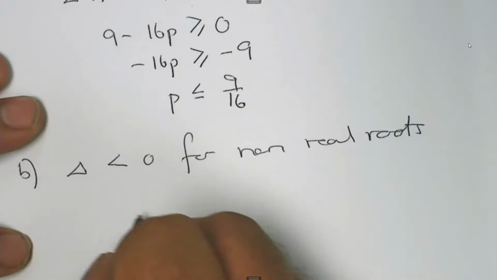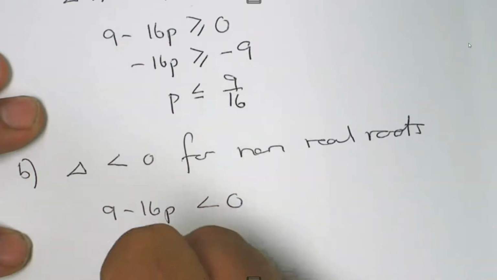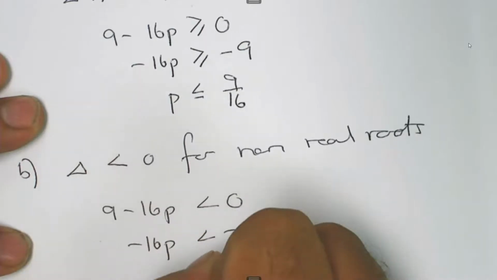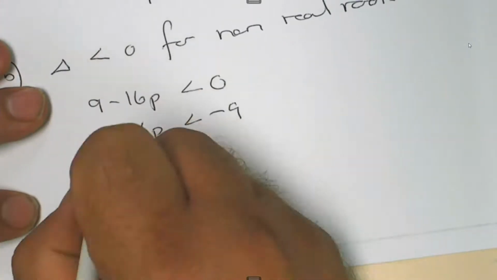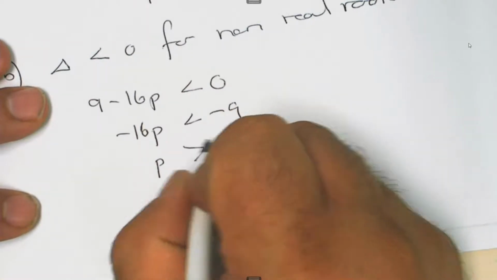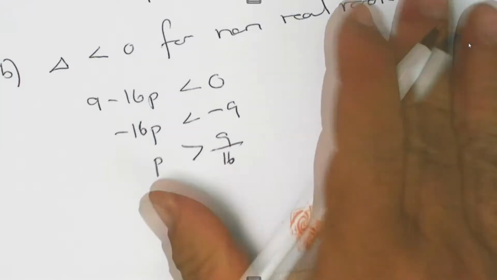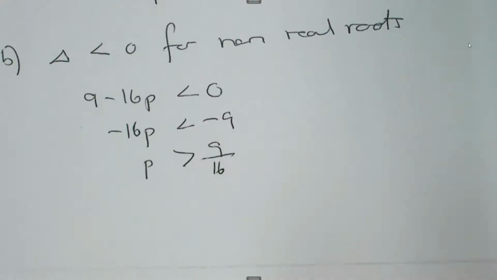So here we can say that 9 minus 16p is less than 0. Negative 16p is less than negative 9. If you divide by a negative number, you change the sign of the inequality. Negative 9 divided by negative 16 is 9 over 16. If p is greater than 9 over 16, then the roots are non-real.